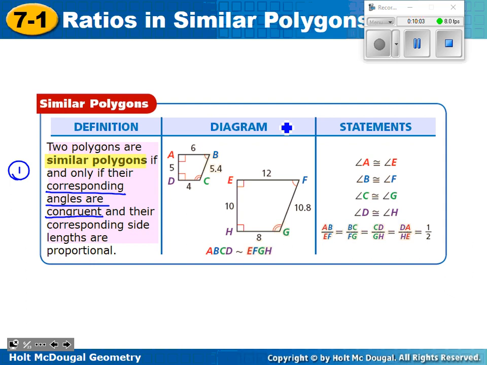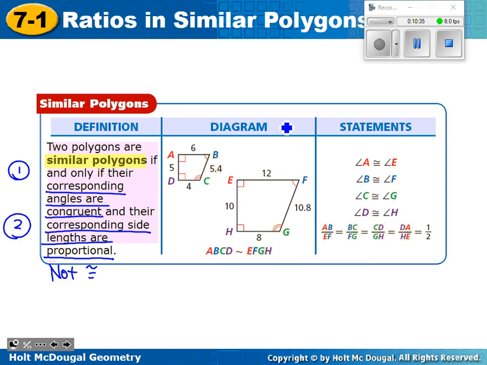The difference for them to be similar is number 2. They have to have corresponding side lengths that are proportional, not congruent. So we're going to say this over and over again. If two shapes are similar, their corresponding angles are congruent and their sides are proportional. Angles are congruent, sides are proportional.